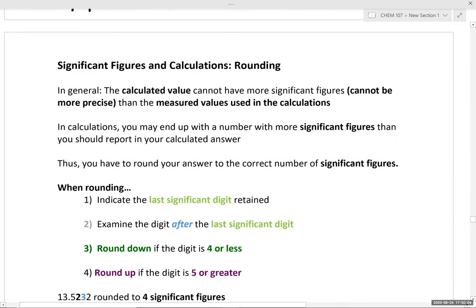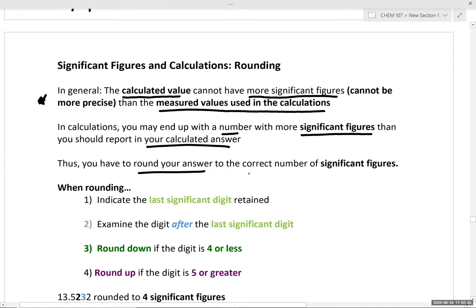So, significant figures and calculations: rounding. In general, this is a general rule: the calculated value cannot have more significant figures than the measured values used in your calculations. Now, when you perform a calculation, inherently, you may end up with a number with more significant figures than you can report in your final answer. Thus, you're going to have to round your answer to the correct number of significant figures.